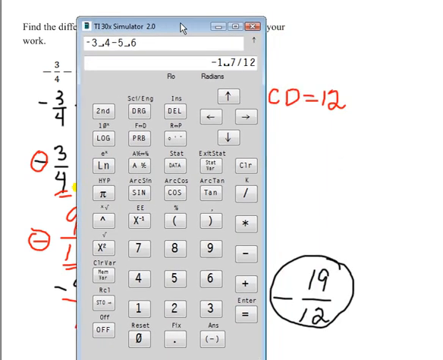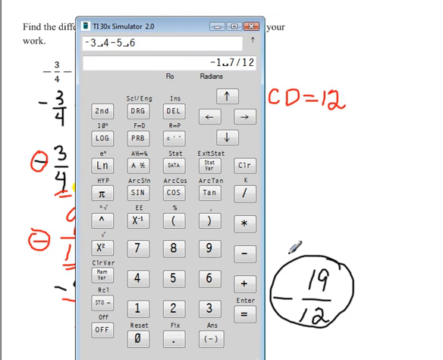-1 and 7/12. Well, that's not quite the same thing as what I had here, but if we change this by hand to a mixed number, that's what we would end up with. We can also have our calculator change this for us. Up above the fraction key is a tool for changing mixed numbers to improper fractions. So if we press the second button and press the fraction key and then press enter, oh, but that should be a -19/12.